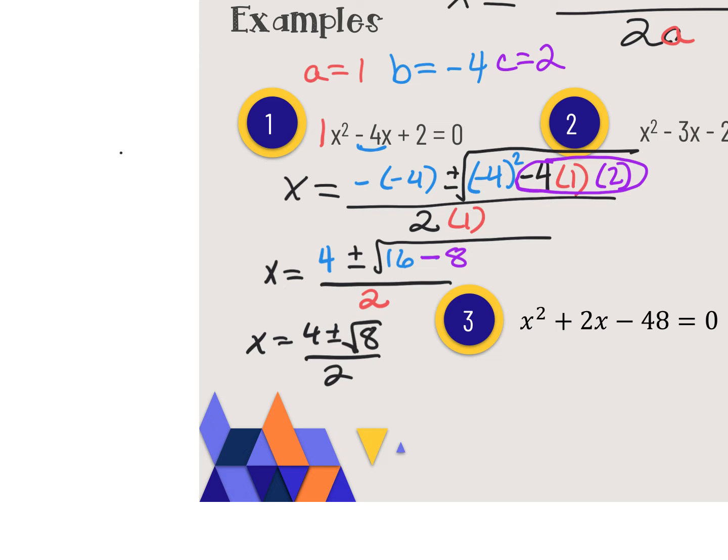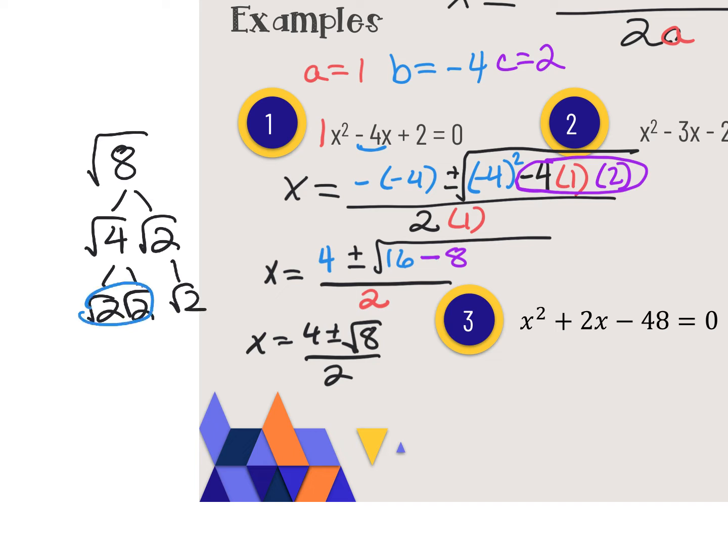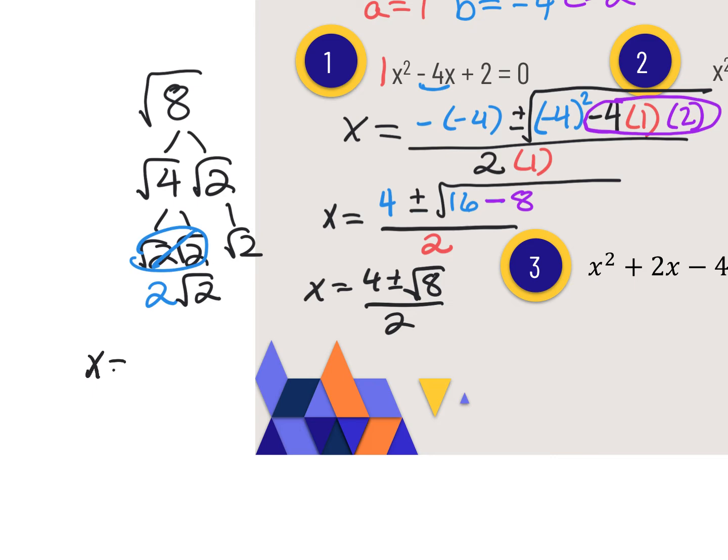So I need to break down the square root of 8. Now, we've probably done enough practice of this where a lot of you are going to realize it's 2 radical 2. But let me go ahead and break it down. 4 times 2, 2 times 2. Bring down that 2. I've got a pair of 2's. 2 comes out. And then the other 2 that didn't pair up stays underneath. So the square root of 8 in simplest radical form is 2 square root 2. So now I have x is equal to 4 plus or minus 2 square root 2. I'm replacing the square root of 8 with its simplest radical form, over 2.